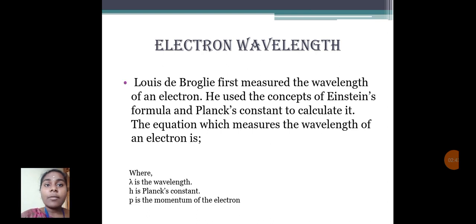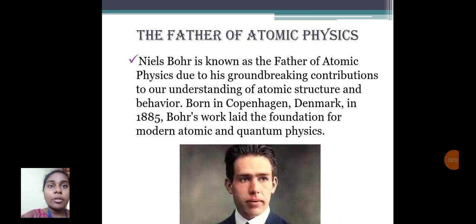Electron wavelength: Louis de Broglie first measured the wavelength of electrons. He used Einstein's formula and the Planck constant to calculate the electron wavelength. In the formula, lambda is the wavelength, h is the Planck constant, and p is the momentum of the electron.